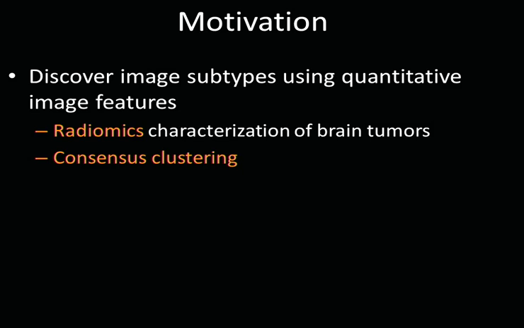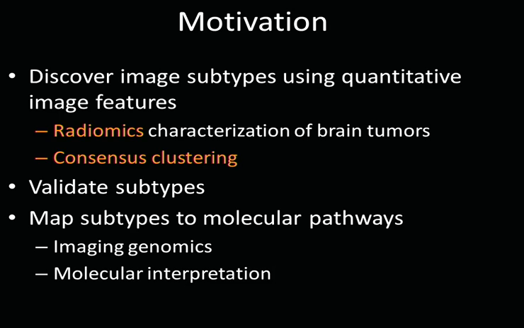So in this project, we essentially have three steps. First, we investigated if these image features that we extract from tumors, if we can use them to identify subtypes of glioblastoma using this radiogenomics approach and using clustering algorithms. Then we will validate these subtypes. And finally, we're going to associate these subtypes with molecular pathways. And again, essentially, we are using radiogenomics here and molecular interpretation of these subtypes.